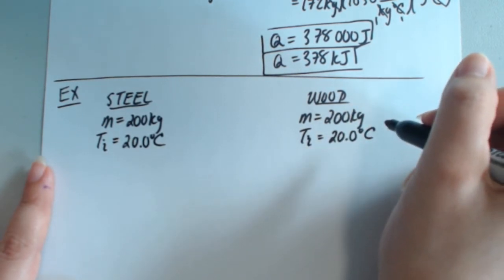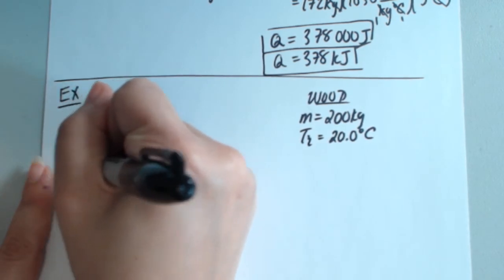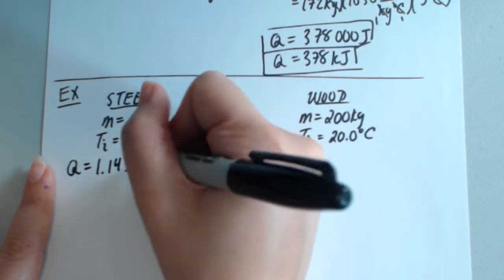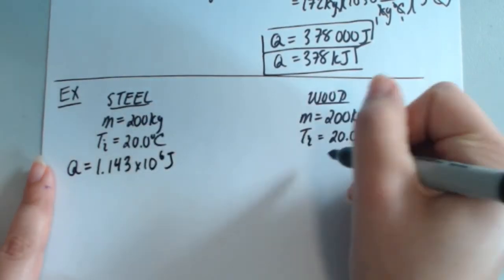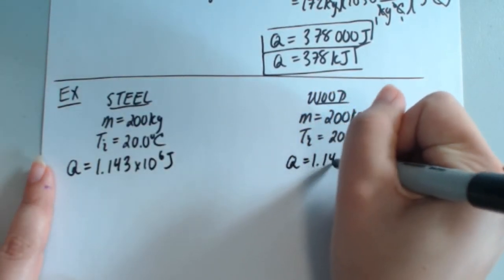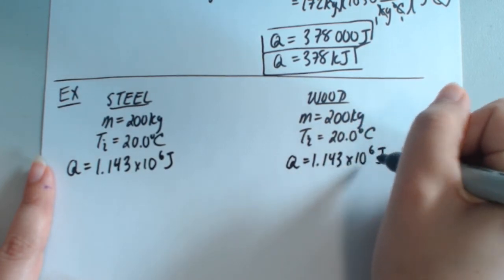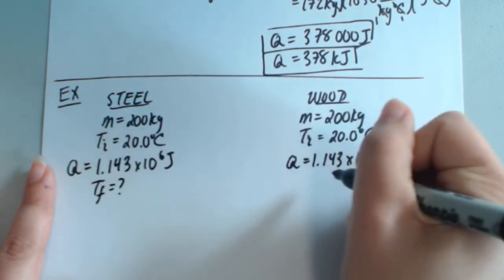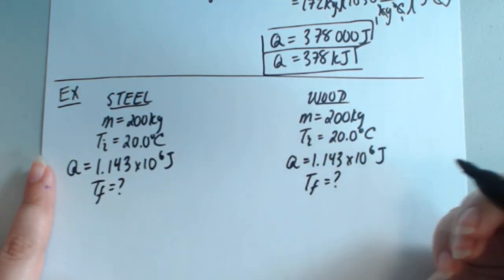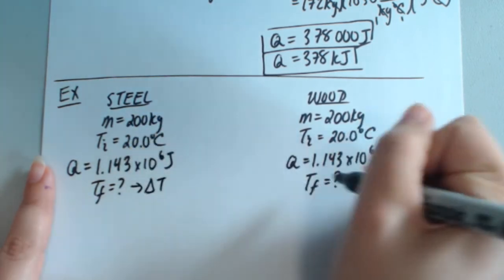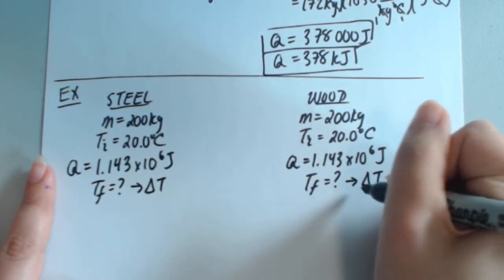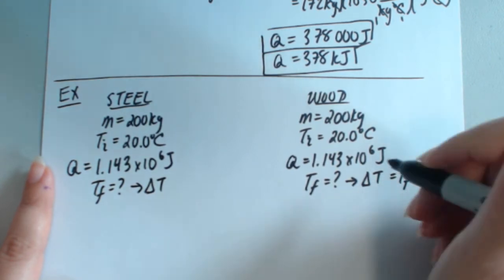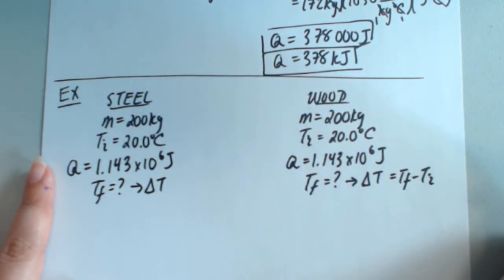We're adding the same amount of heat to each object, so Q is, and I'm changing this to scientific notation by the way, 1.143 times 10 to the 6 joules. What will its final temperature be? So T final. Anything to do with temperature, if I need to find T final, that means I have to find delta T for both. Because once I find delta T, I just set delta T equal to T final minus T initial, and I have T initial, hence I can find T final.